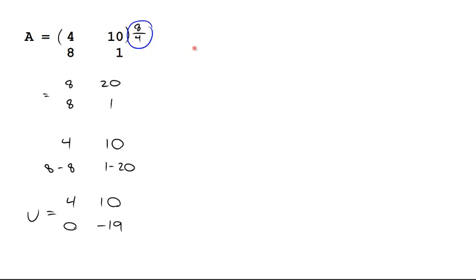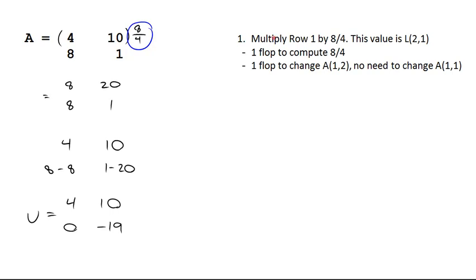So we'll calculate the number of floating point operations, or flops. The first thing I did was multiply row 1 by 8 over 4. And it took one floating point operation to compute 8 over 4. And it required one floating point operation to change this one value, A12, or this number 10. Note that there was no need to change A11. I did it here for clarity, but we'll end up with that same value anyway, so we don't need to waste computational time to change that.